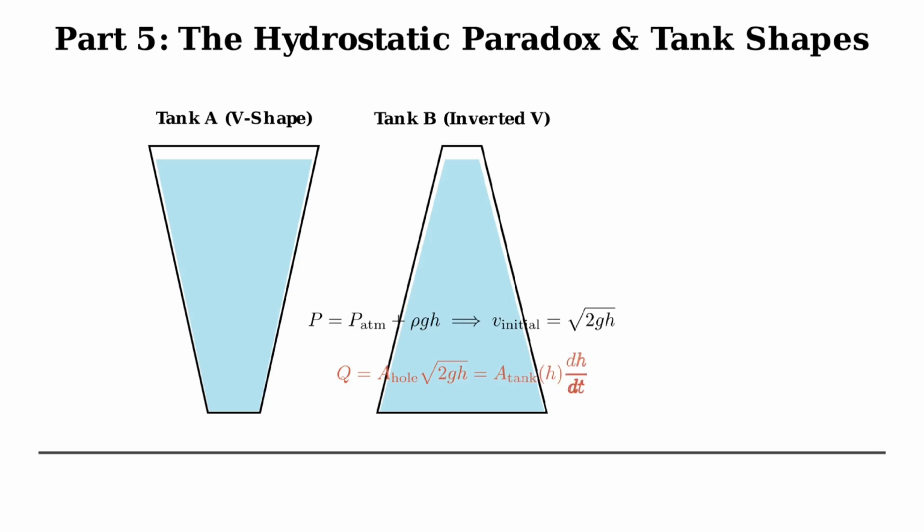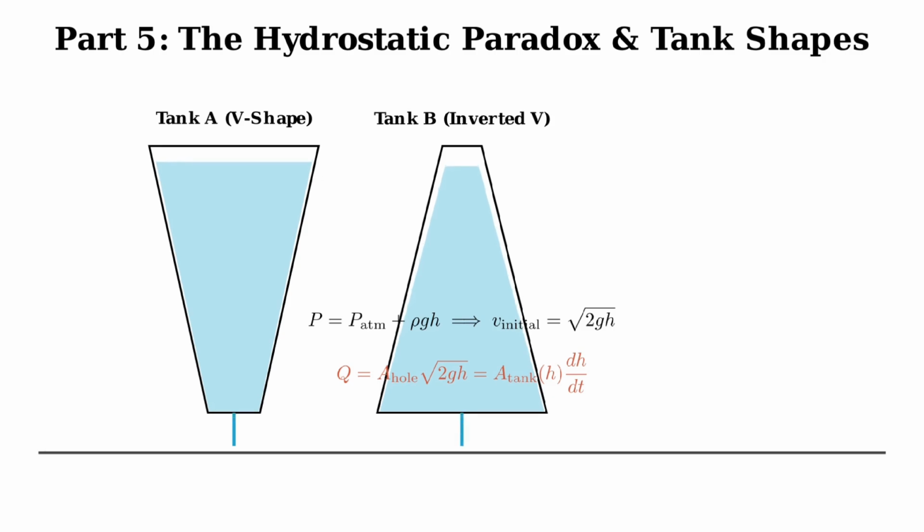However, the moment drainage begins, their drainage behavior begins to diverge. The rate at which the water surface drops, dH over dt, is equal to the outlet flow rate divided by the tank's cross-sectional area at that specific height. Because cross-sectional area varies with depth, the water level in each tank drops at a completely different rate over time.